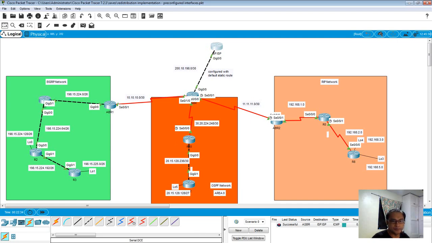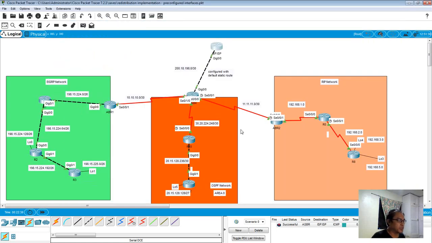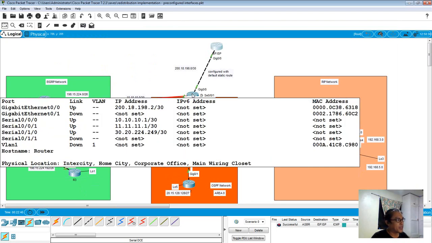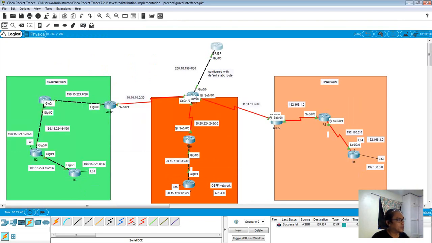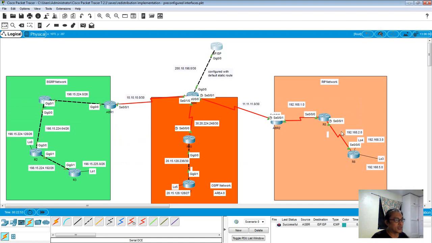Before anything else, I have already configured all the interfaces in our network here, so that we are not going to waste time. You know already how to configure the interfaces, right? If you recheck, we have the interfaces already, such as the 10.10.10.2 network at this router, and this router already has gigabit 0/0, serial 0/0/0, serial 0/0/1 configured. All of these are configured already with our interfaces. The same is true with the other networks here.